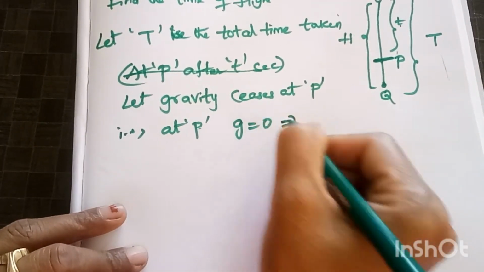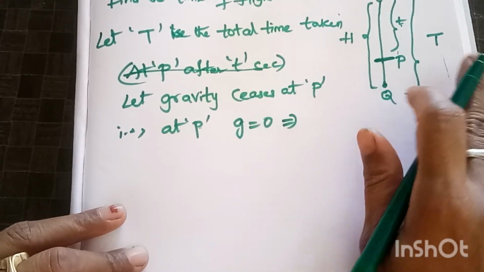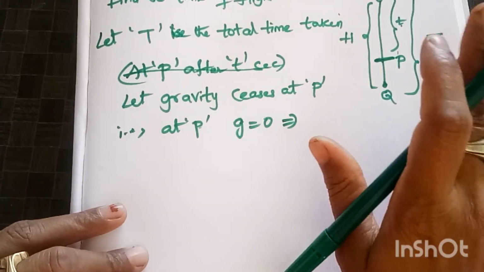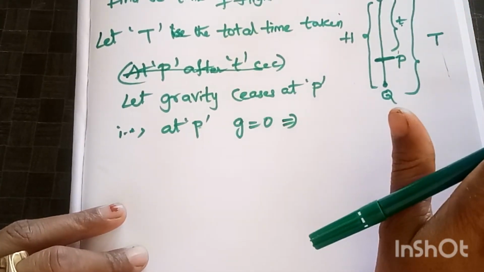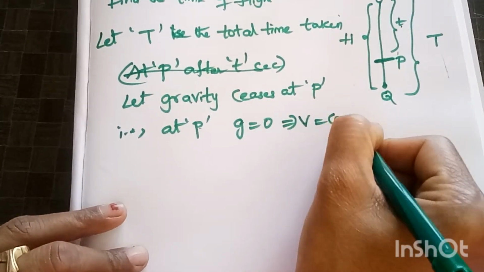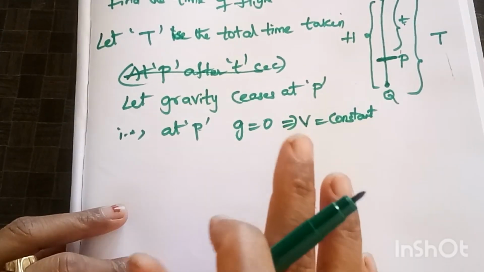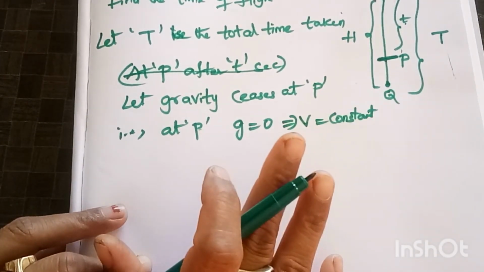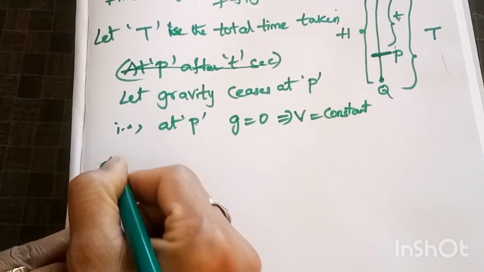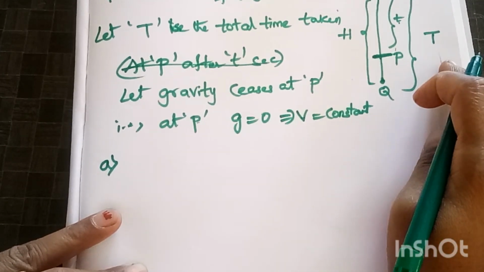And what will be the velocity here? The velocity will be constant, the same. When gravity is 0, there will be no change in the velocity. So v is equal to constant. Just remember that when gravity ceases, the velocity remains constant. So now what are we going to find? We are going to find the time t, the total time t.